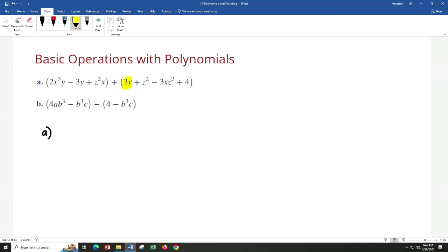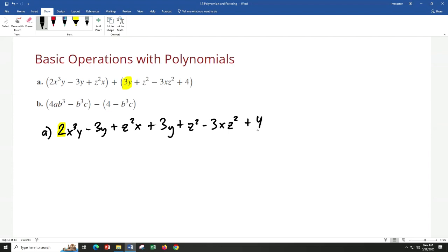You can't just say, well, that's a plus. You can say that's a plus a negative number if you want to put it in your calculator that way, right? You can easily do that, but you just got to be careful about that. But that's pretty much all you got to worry about when you have two parentheses separated by that plus symbol, is you can literally just drop everything and write this as 2x cubed y minus 3y plus z squared x plus 3y plus z squared minus 3xz squared plus 4.